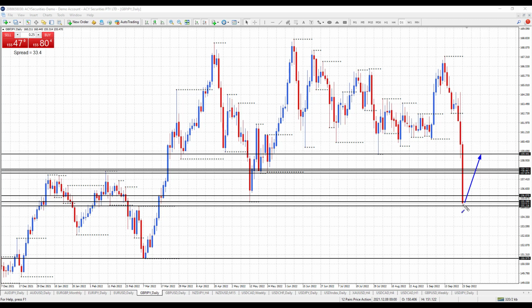If we start to trade below 155.22, then we could simply put in another 500 pip day down. And the next key level of support is monthly support down here at 150.97. Okay, so caution for the pound yen there.